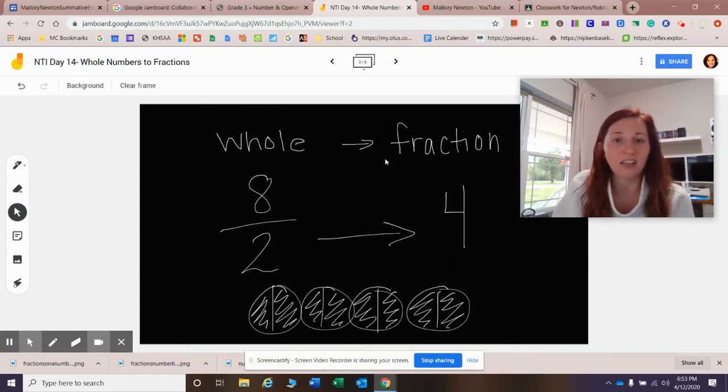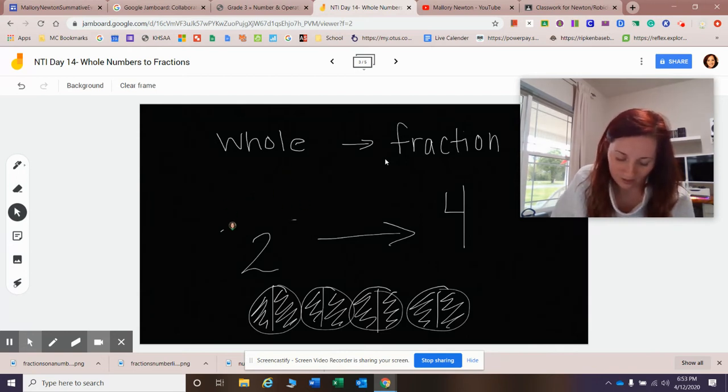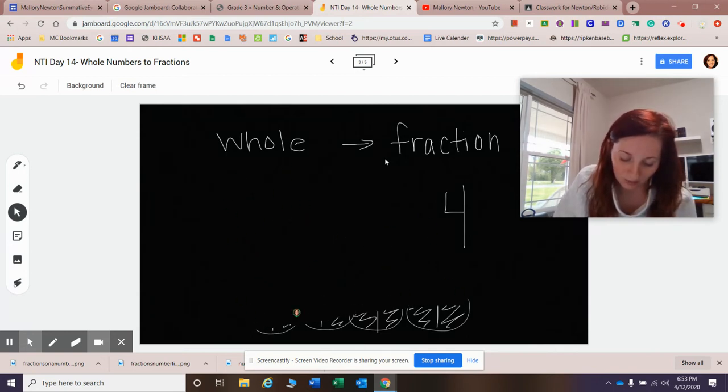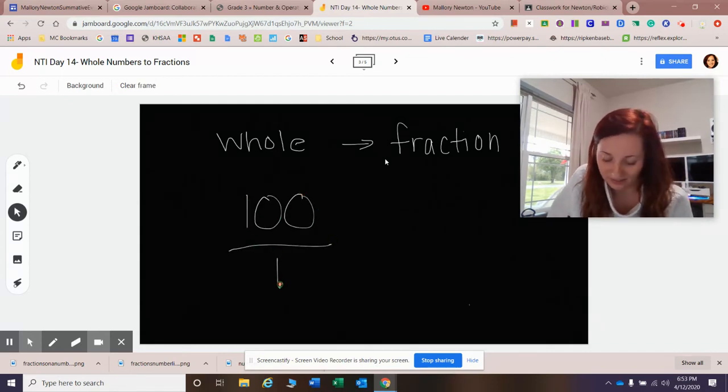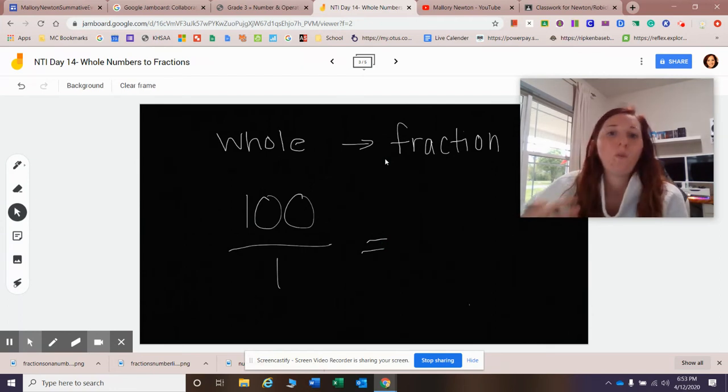But the main gist that you need to get is that anytime I take a number and I put it over 1, it's the same thing as the whole number. So I can put any number that I possibly want to. 100. You guys love that number. 100 over 1 is the same thing as 100.